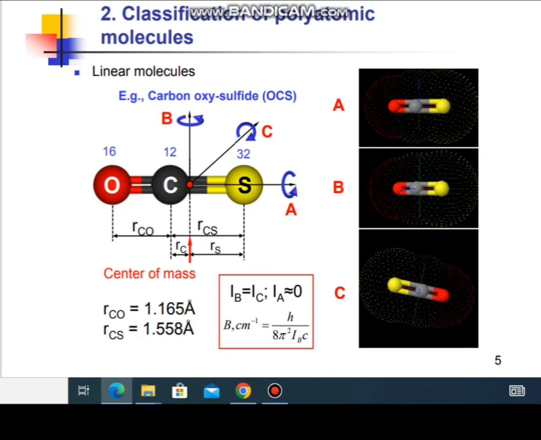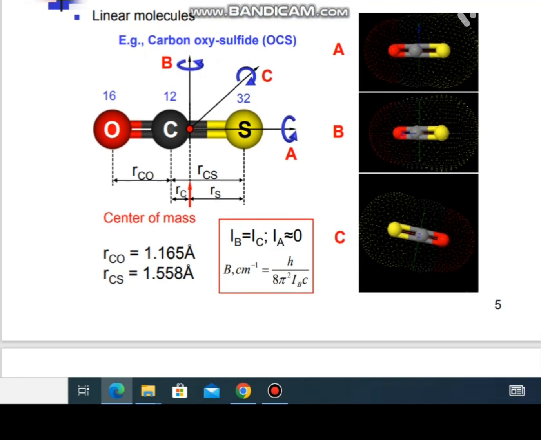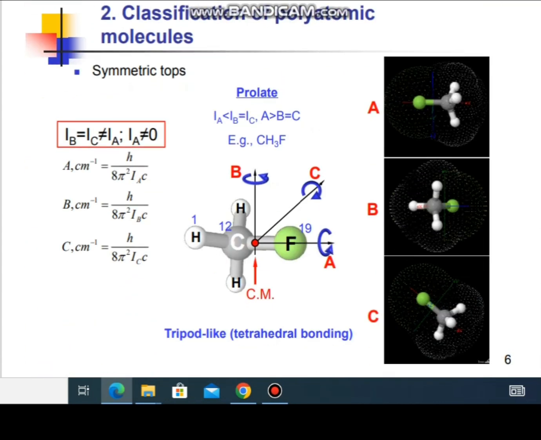When the molecule is rotating along the C axis or B axis, there will be a moment of inertia, and the moments of inertia are equal. So Ib is equal to Ic, and Ia is approximately equal to 0. The distance between C and O is given as RCO. The distance between C and S is given as RCS. There is also a distance between the center point and the carbon, that is given as RC.